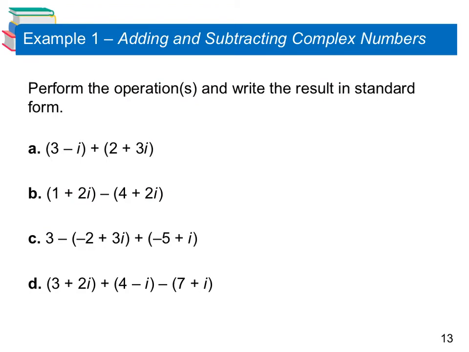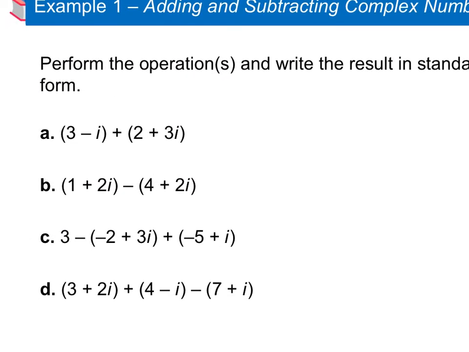All right, now we're going to look at some examples. So we kind of treat the i as if it were a variable, and we can't combine it with another term that doesn't have an i, but we could combine it with an i. So imagine if the i was just x. We couldn't combine x with a number, but we can combine an x term with another x term. So we can only combine like terms.